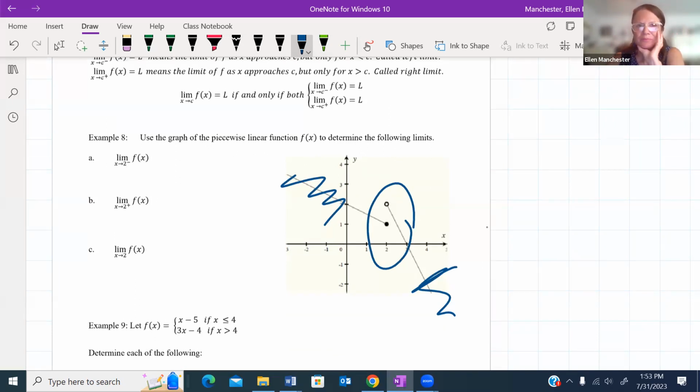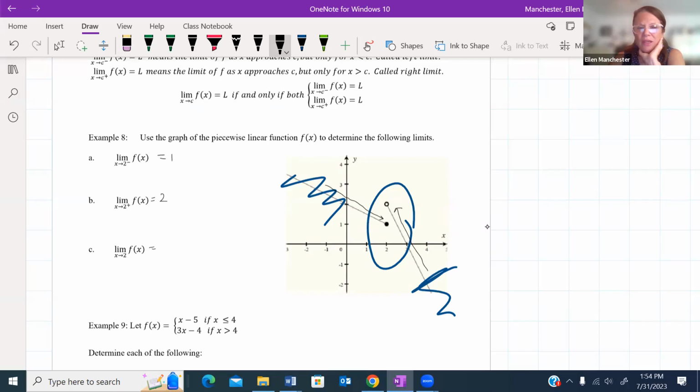Okay, so we look at this and we go, it's as x approaches 2 from the left. We're approaching 2 from the left, and it's heading towards 1. Here, x is approaching 2 from the right. So we come in from the right, and it's heading towards 2. These are not the same.